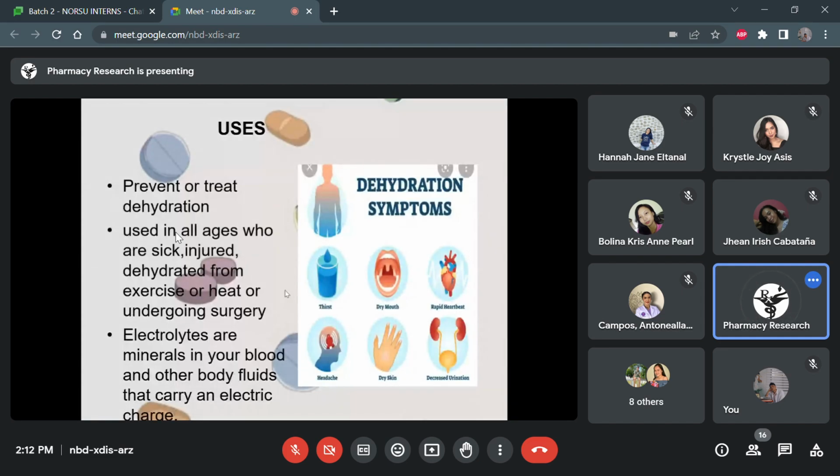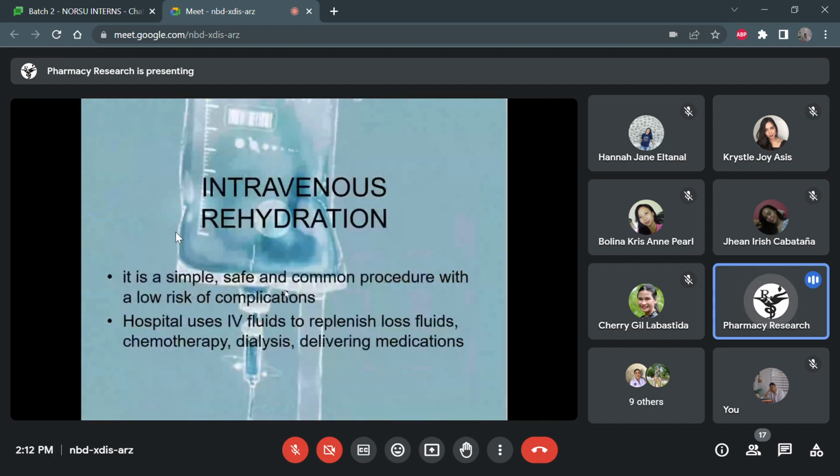These contain electrolytes also, which are minerals in your blood and other fluids that can carry an electric charge. IV fluids are commonly used in hospitals. Intravenous rehydration is a simple, safe, and common procedure with a low risk of complications.